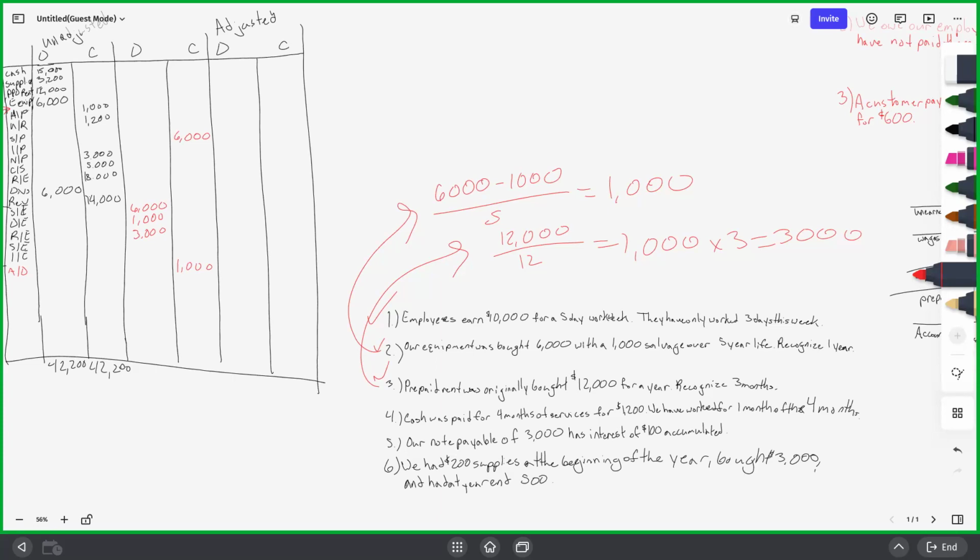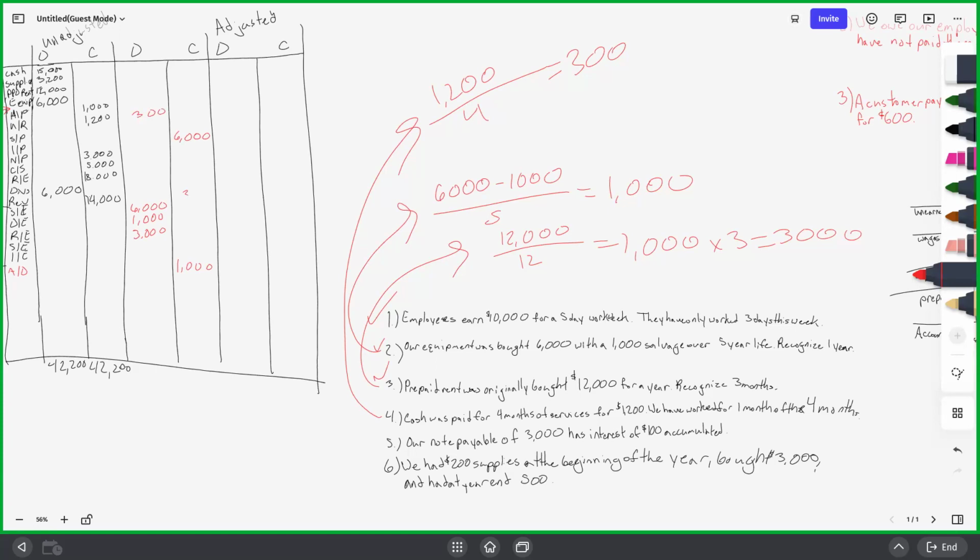Okay. Cash and unearned revenue. So we've now done 1 month out of the 4 months. So what we're doing here is taking the 1,200 divided by 4 equals 300. So what's our journal entry? Number 4. Are we debiting or crediting? Debiting. So we're debiting unearned revenue. And what are we crediting? Revenue.